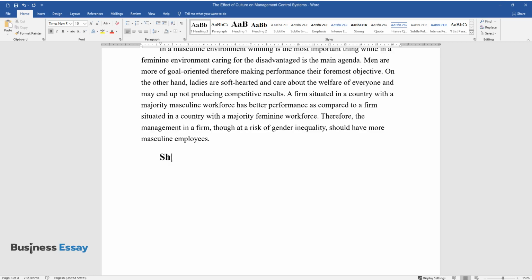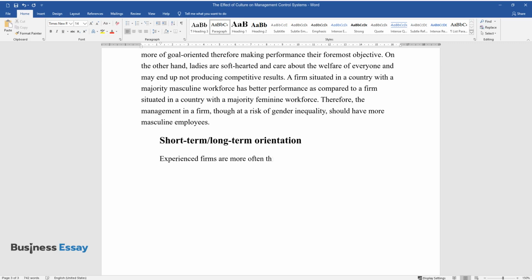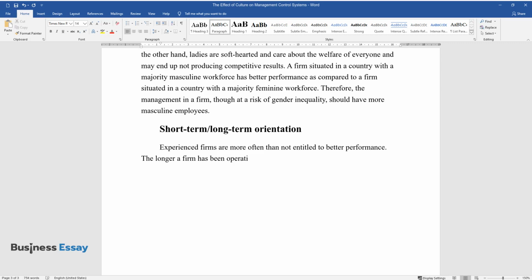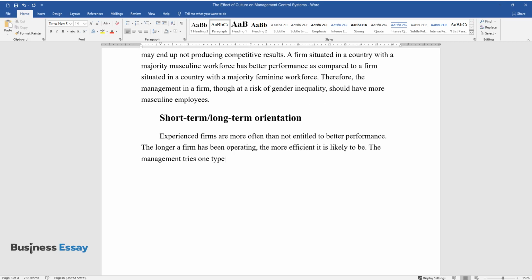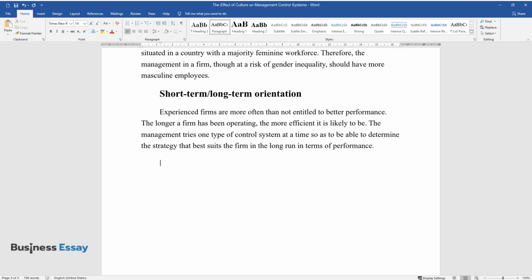Short-term/long-term orientation. Experienced firms are more often than not entitled to better performance. The longer a firm has been operating, the more efficient it is likely to be. The management tries one type of control system at a time so as to be able to determine the strategy that best suits the firm in the long run in terms of performance.